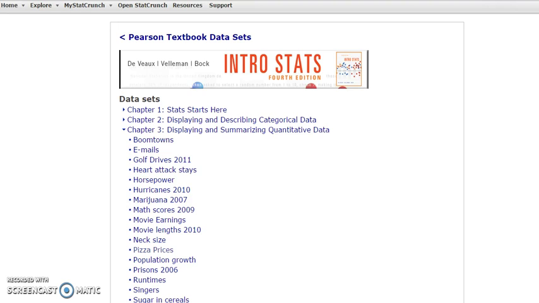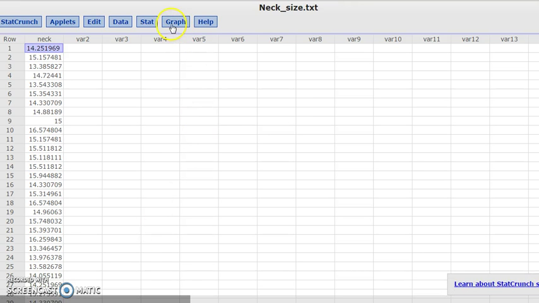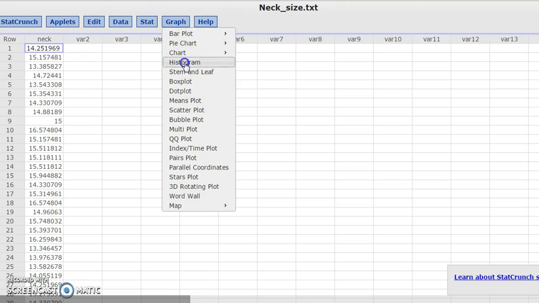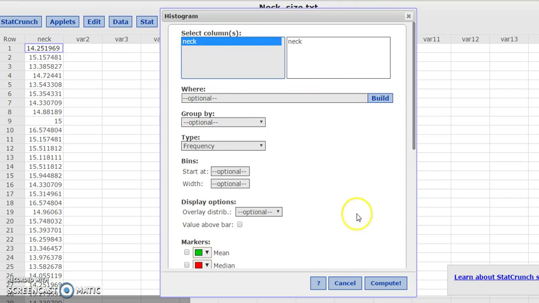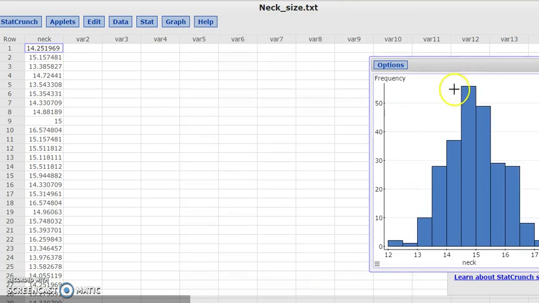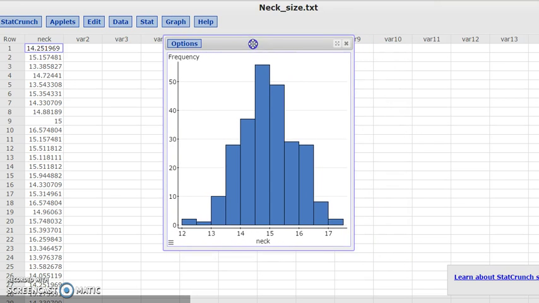So now let's take some real data sets and look at their distributions. The first one I'll be interested to look at is the neck size. Let's see how the neck size will be distributed. Go to View, Neck, Graph, Histogram, Neck, and then Compute. So this is the distribution. The distribution is pretty much symmetric, right?